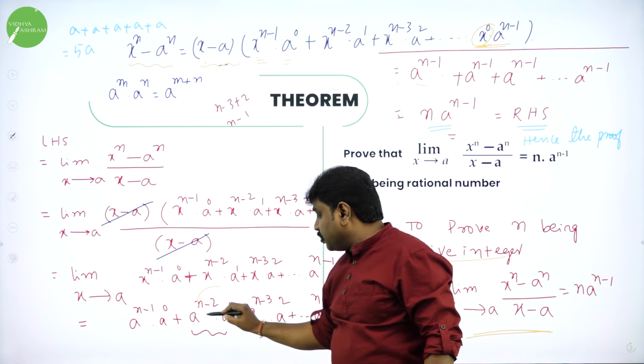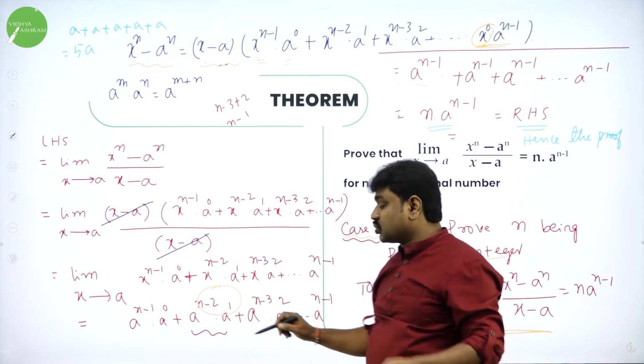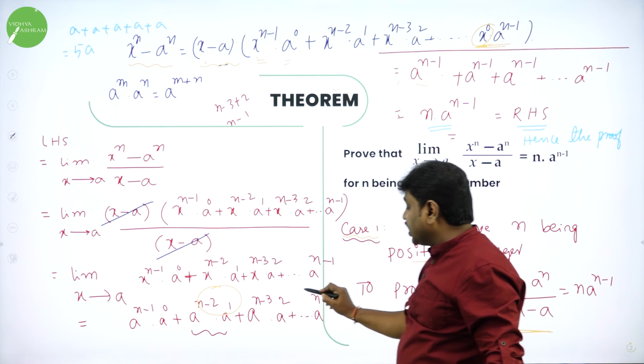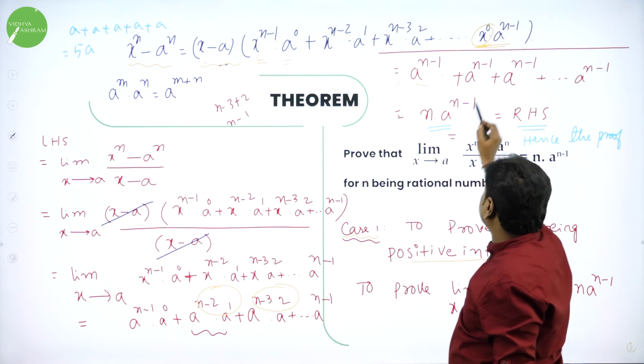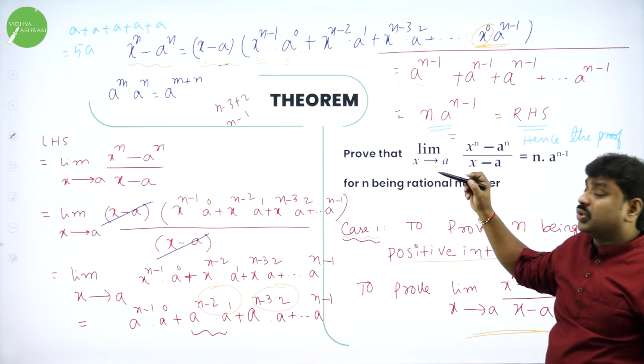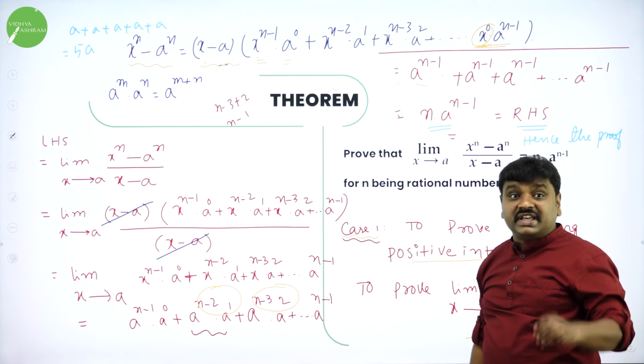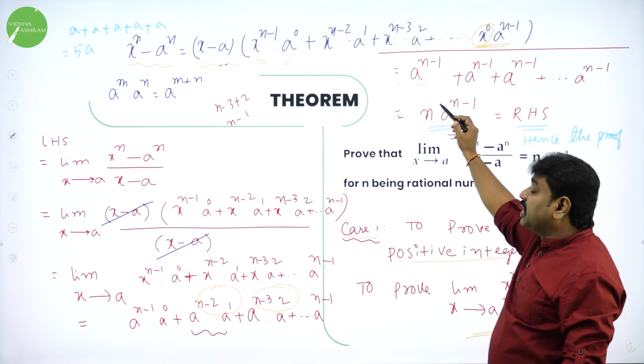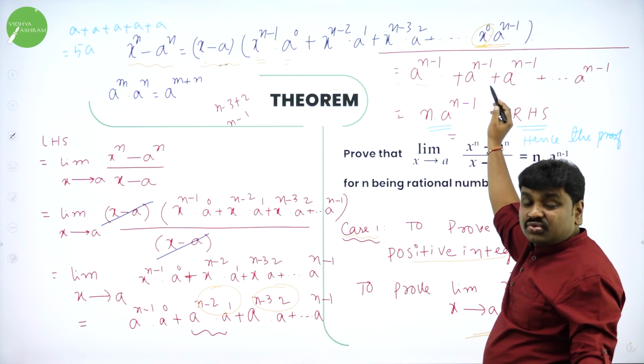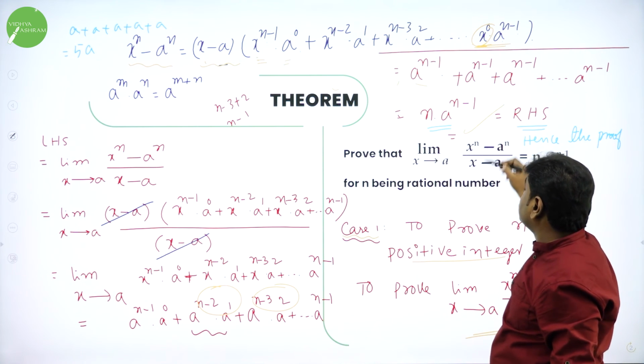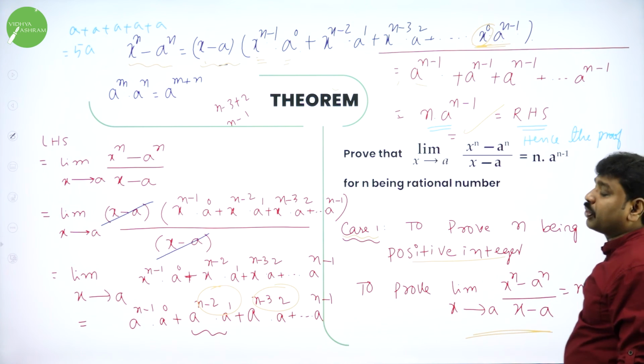Similarly here n minus 2 plus 1 becomes n minus 1. Here n minus 3 plus 2 becomes n minus 1. So every term becomes a power n minus 1. How many such terms do we have? n terms are there. a power n minus 1, a power n minus 1, a power n minus 1. If I add n times, I will get n into a power n minus 1. That is the RHS. Hence the proof.